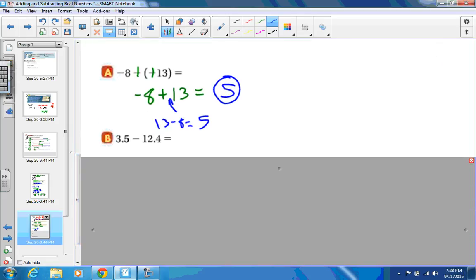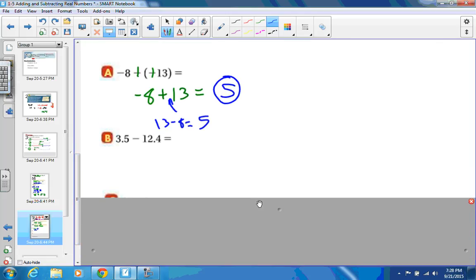All right, next one. We got some decimals here. 3.5 minus 12.4. So that would be the same as adding the opposite. So 3.5 plus negative 12.4. Okay. Now it's up to you if you want to use a number line or not again. I'm going to do the same method that I just did. So I'm going to take the bigger one, which is 12.4. That's the absolute value. Take away the 3.5.